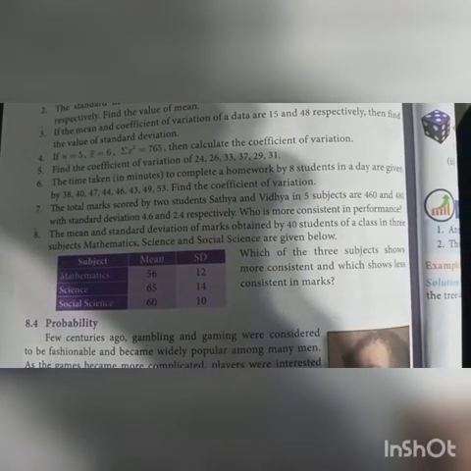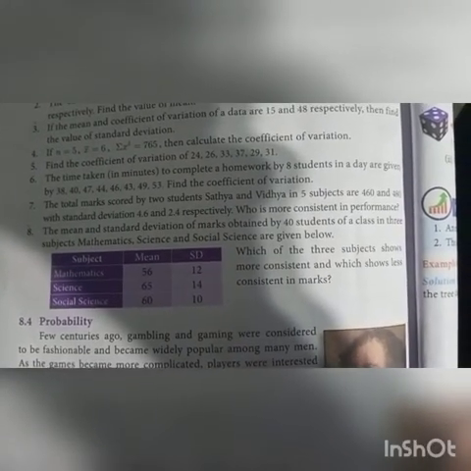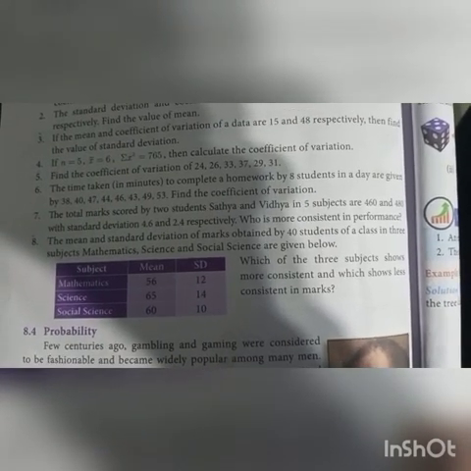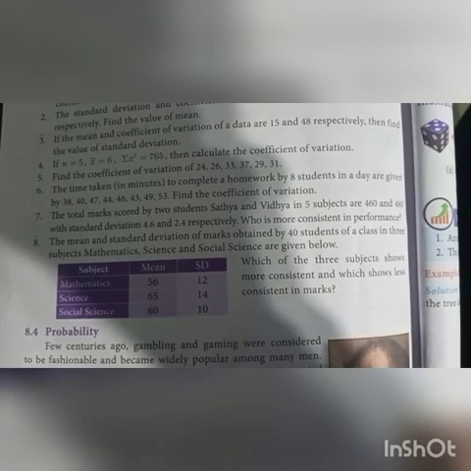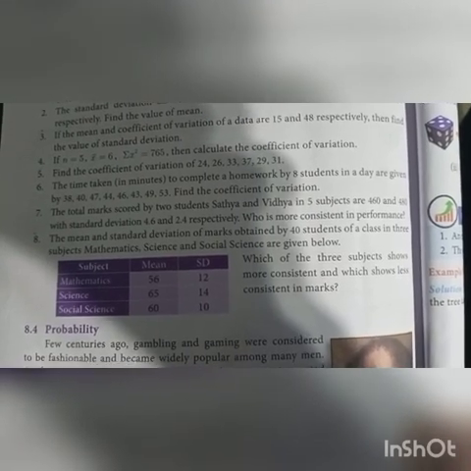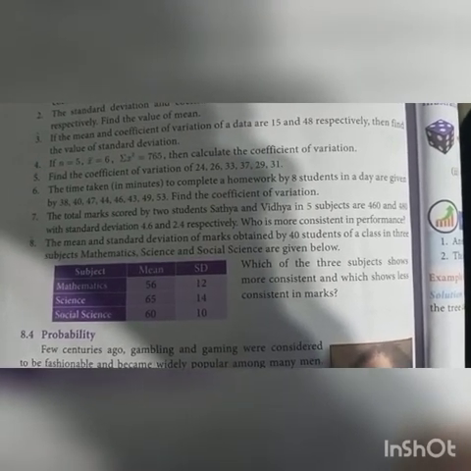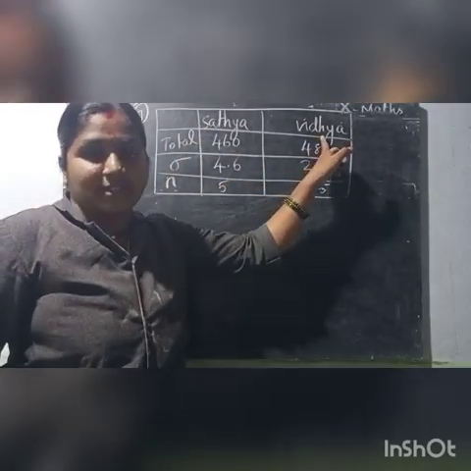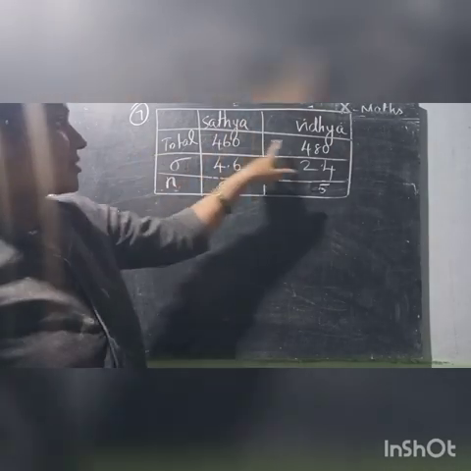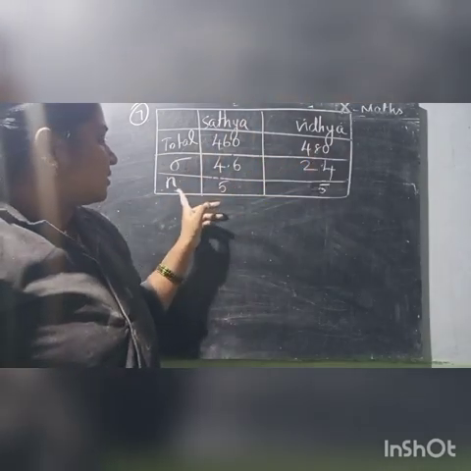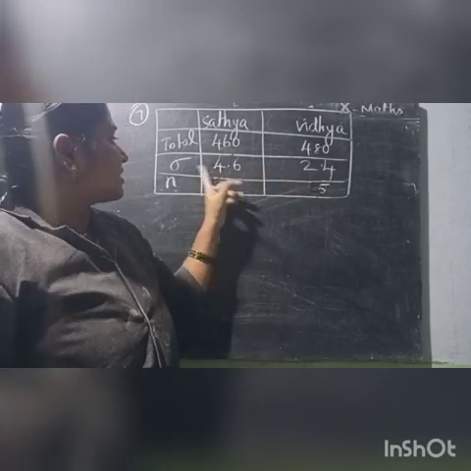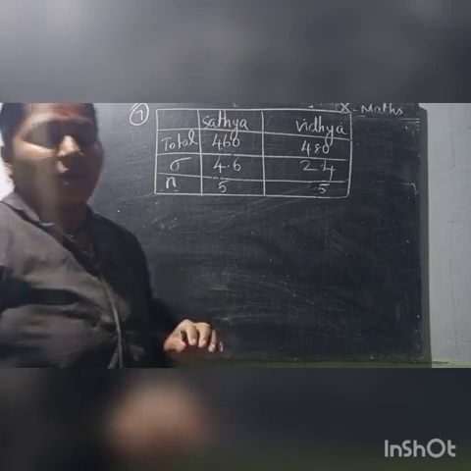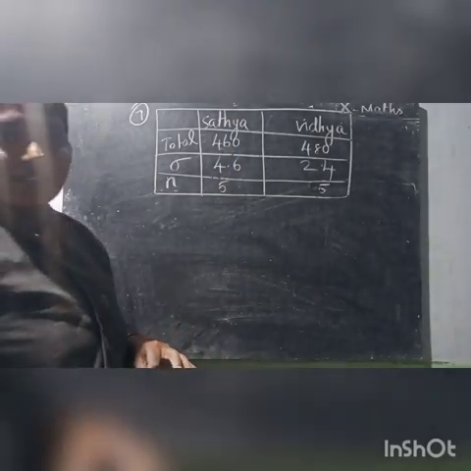See, seventh sum. The total marks scored by 2 students, Satya and Vidya, in 5 subjects are 460 and 480, with standard deviation 4.6 and 2.4 respectively. Who is more consistent in performance? We are going to compare the 2 students' marks. The total marks given are 460 and 480. The exam was conducted for 5 subjects, and the standard deviation is 4.6 for Satya and 2.4 for Vidya. Now we have to see who is more consistent in performance.